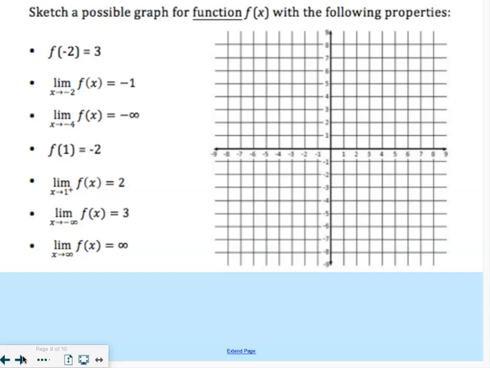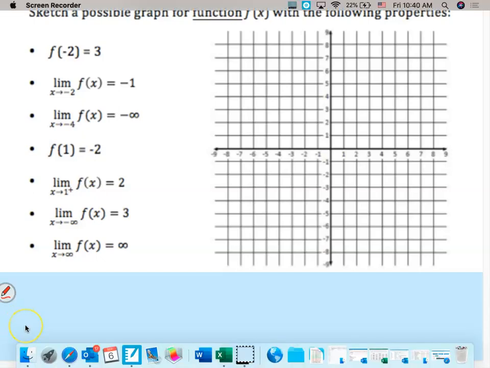Feel free to talk to each other the whole time. This could be a group activity if you want to work together. If you want to work alone a little bit and then talk to your group about a few that are bothering you, that's fine. But I want there to be a little bit of discussion going on while you're working.